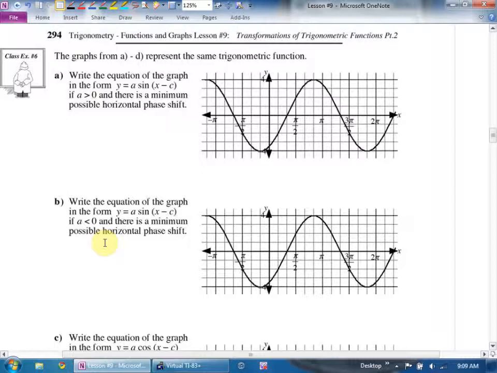It says this. It wants us to write this as a sine graph where A is positive. So it wants us to write this as a positive sine graph. Now a positive sine graph, over in the little margin right up here, do this. That's a positive sine graph.